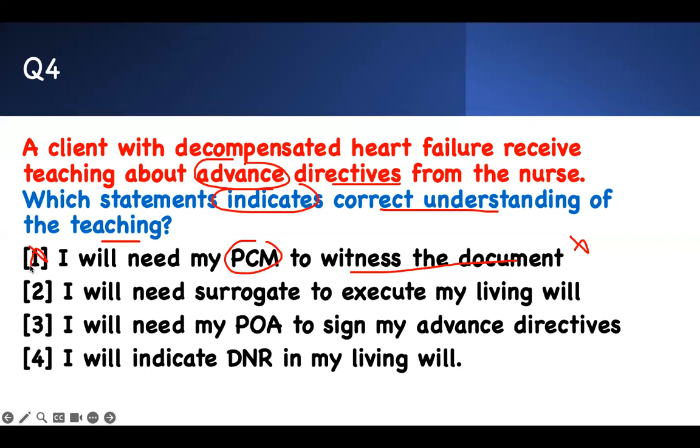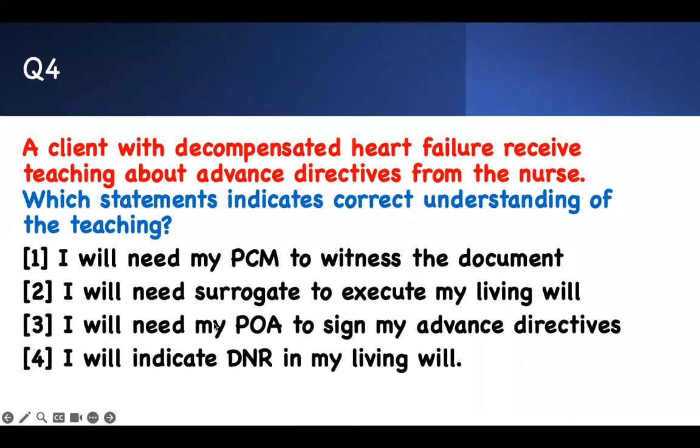It's a document that is alive. It speaks for itself. So you don't need a surrogate. I would need a power of attorney to sign my advance directives. The power of attorney is the one you give a copy of the advance directive. They should not sign it. It may be falsified, right? I will indicate DNR status in my living will. Yeah, this is what you write in to tell them this is what I want to be done. So this is the correct understanding.